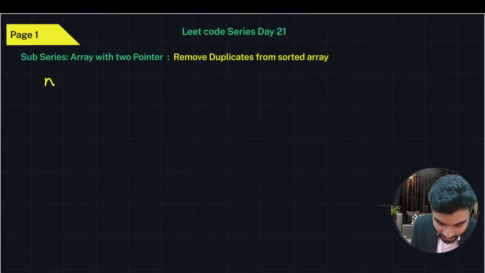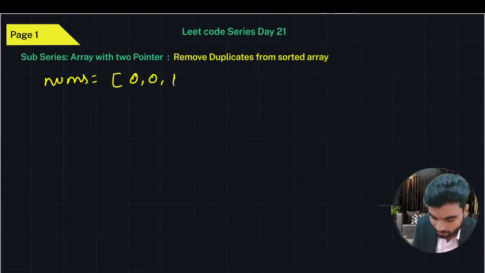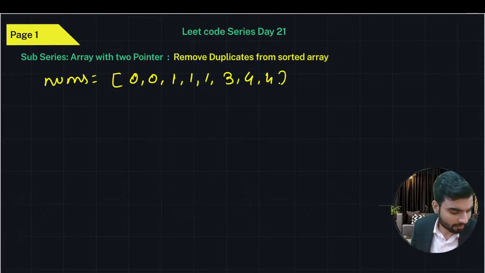Cool. So let's say we have nums with the values 0, 0, 1, 1, 1, 3, 4, 4. I'm assuming this is what we have. Now we want to remove the duplicate values. It's already sorted, right? So we can have one pointer here, let's say we call it I, and another pointer here, let's say we call it J.